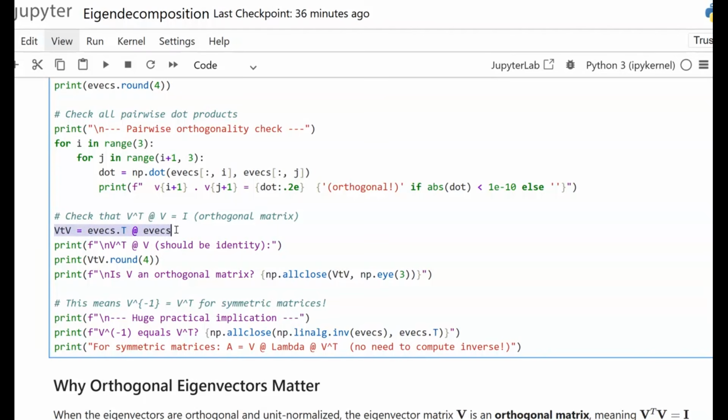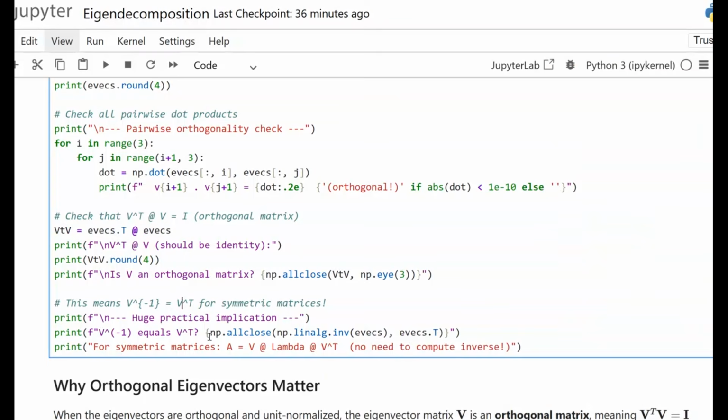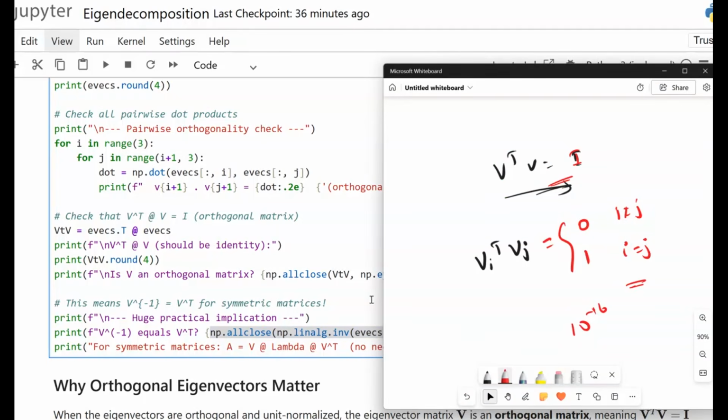Yes, for checking matrix orthogonality, V transpose V is equal to identity. So if eigenvectors are normal, V transpose V is equal to identity. This means columns are mutually perpendicular and each has unit length. And here we go for an orthogonal matrix V. So here we specify V inverse is equal to V transpose. So this is computationally significant.